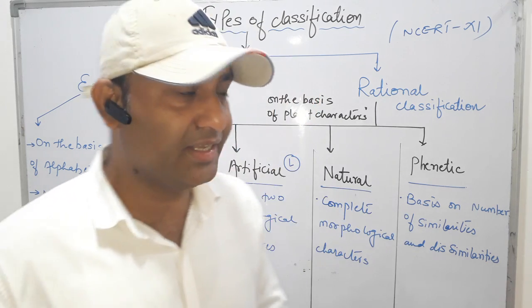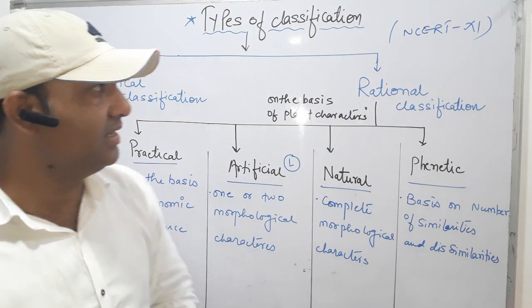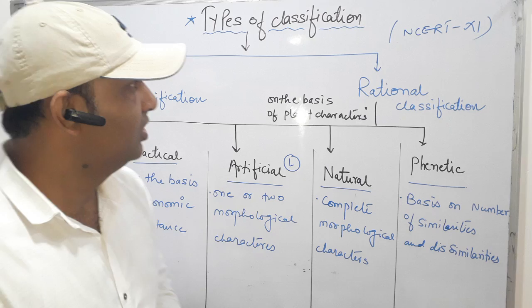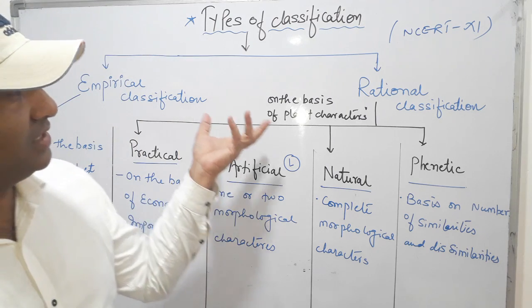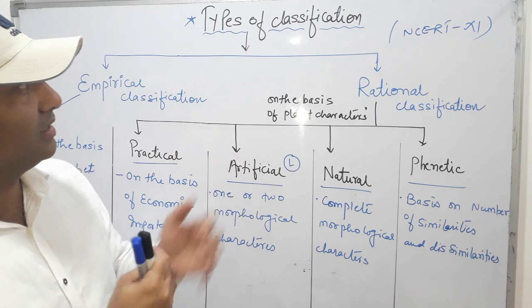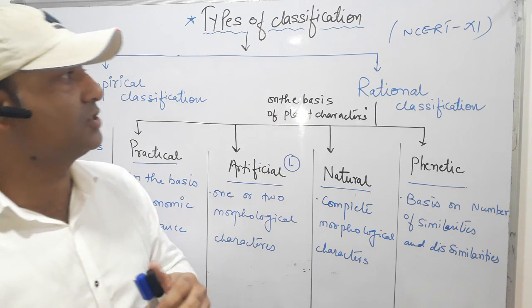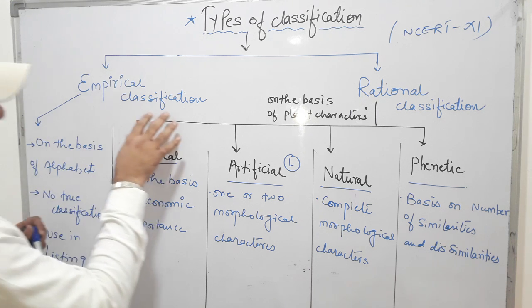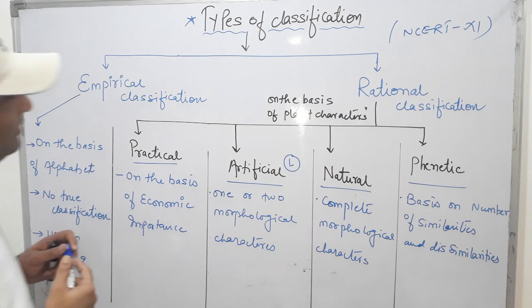Today we will take the next part of 11th NCERT chapter 1, which is classification. In last class we took some topics related to the definition of classification, taxonomy and others. Now we take the types of classification. Different scientists use different types of classification, so we can classify it in two ways. First is the empirical classification, second is the rational classification.